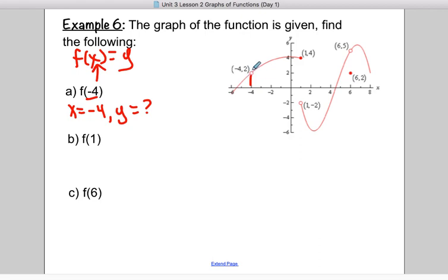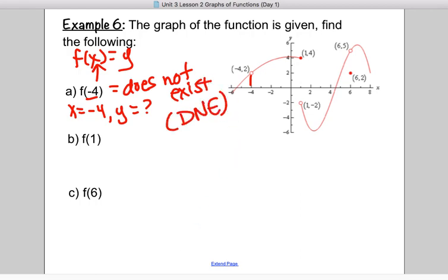So if I go here, do you guys see how it's an open circle? That means there is no y value. And I look all the way up and all the way down, and I don't see any closed circles. So in this case, actually, there is no y value. So we say it does not exist. And to shorten things up, we usually write D and E in capitals, okay? So that's what f of -4 is.